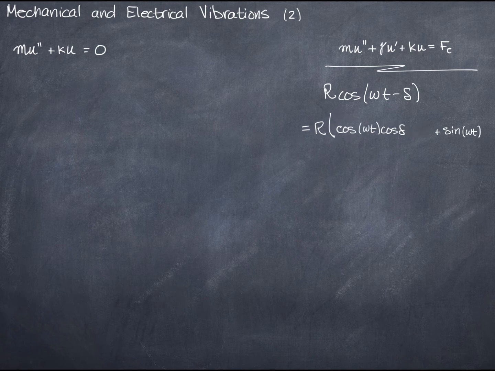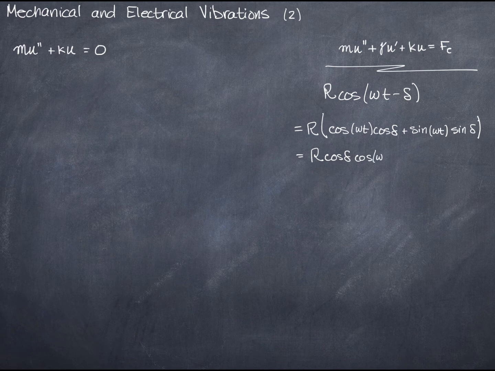And I'll get plus the sine of the first angle times the sine of the second angle. So I get sine delta there. I'll close the parentheses. Now I'm going to distribute the r, and I'm also going to change the order. Because multiplication is commutative, I can write cosine omega t times cosine delta, or I can choose to write cosine delta times cosine omega t plus r sine delta times sine omega t.